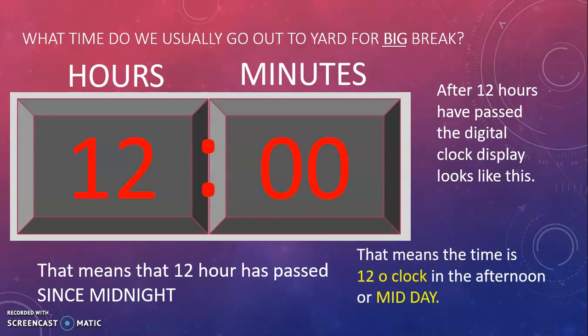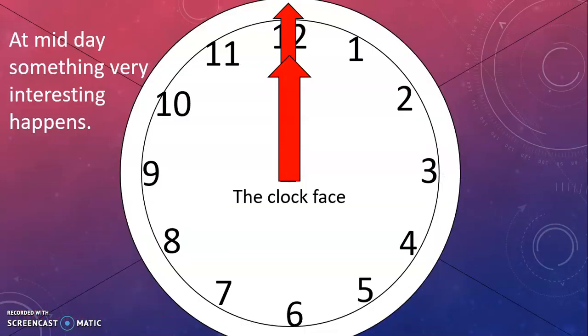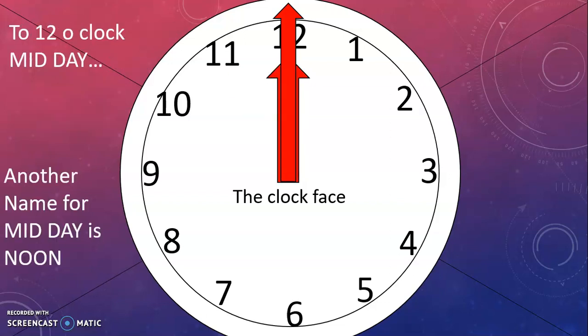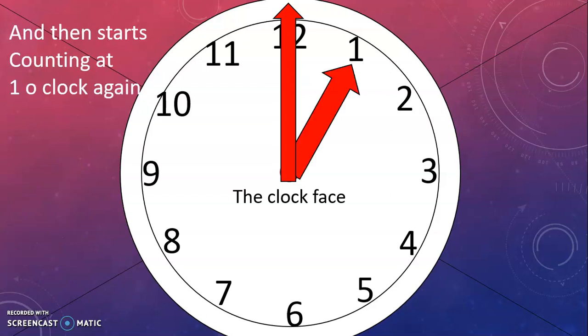This means that the time is 12 o'clock in the afternoon, or midday. That's when we usually take our lunchtime. Now, at midday, something very interesting happens. The analog clock counts from 11 in the morning to 12 midday, or another name for midday is noon. And once it gets to midday, it starts counting at 1 o'clock again. But this time, it is 1 o'clock after noon.